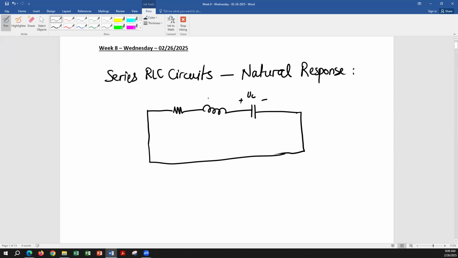So VC, VL, VR. And since the current is the same across each component, let's just call this current I. We can also call it IL because, of course, the current is passing through the inductor and inductor current does not change instantaneously. But let's just call this current I.